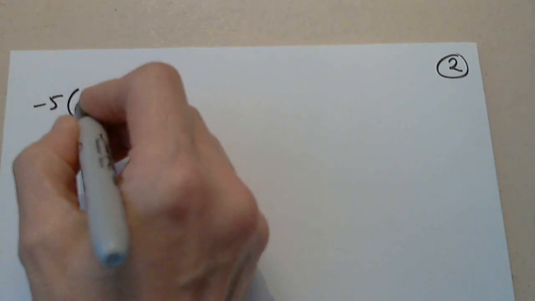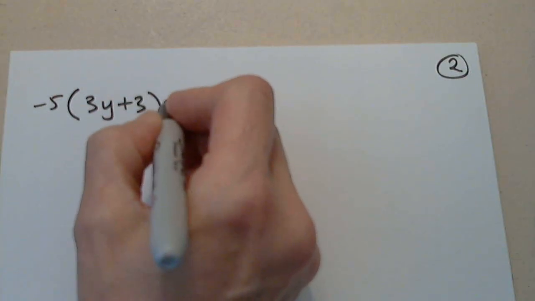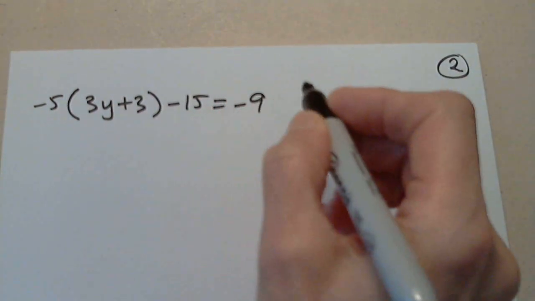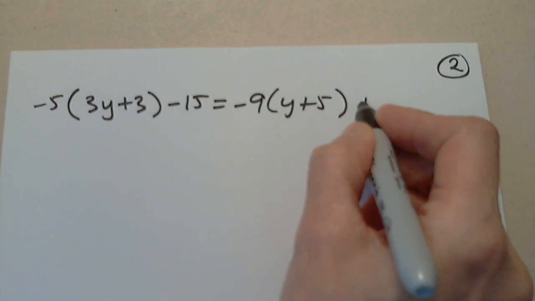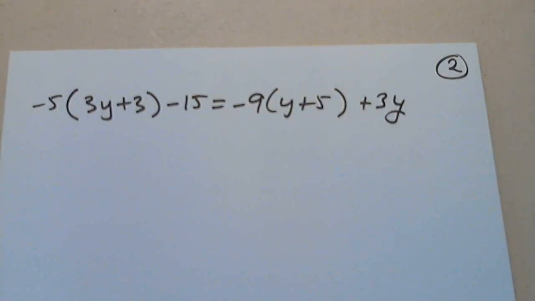So again, is 2 an option? We had examples like 2, but you decide. Is 2 an option? Yes. Okay, very good. So negative 5 quantity 3y plus 3 minus 15 equals negative 9 quantity y plus 5 plus 3y. Since this is not new, let's take a moment and see if we can solve it. One minute.